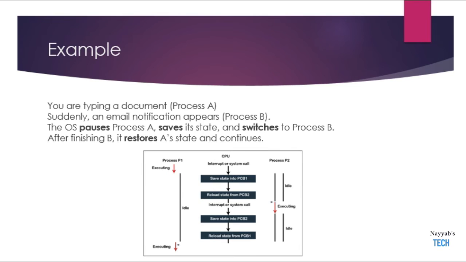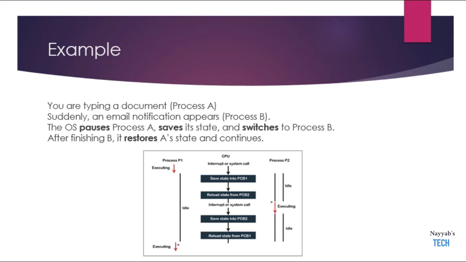For example, I just want to give you an example. You are typing a document, which you consider process 1, and suddenly an email notification appears, which you can call process B. The OS pauses process A and saves its state, and then switches to process B. After finishing process B, it will restore process A and continue.